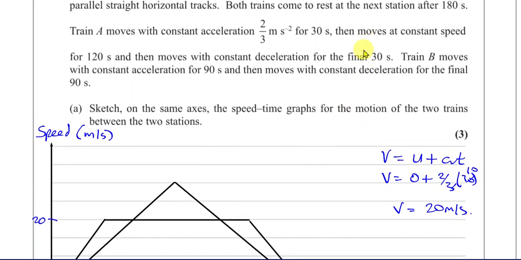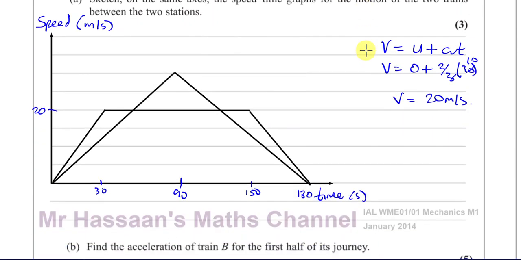I don't think we can put any more detail on there. So let's go to part b. It says find the acceleration of train B for the first half of its journey. So we want to find the acceleration of train B for the first half of its journey.